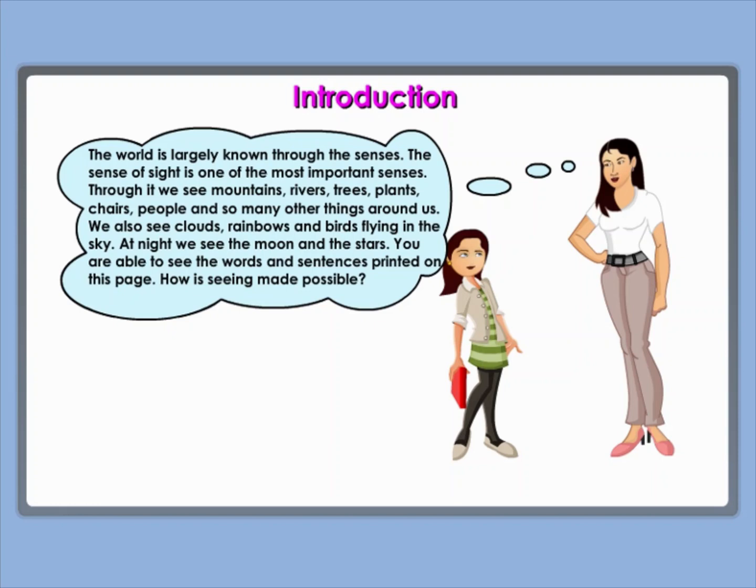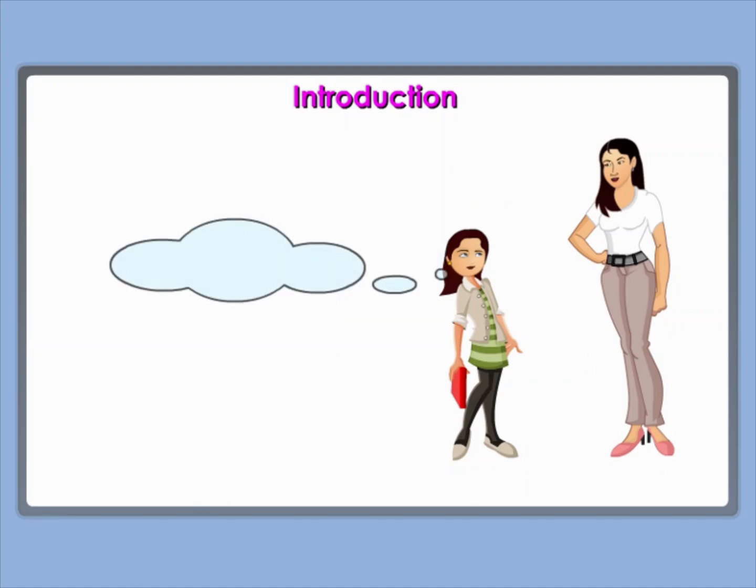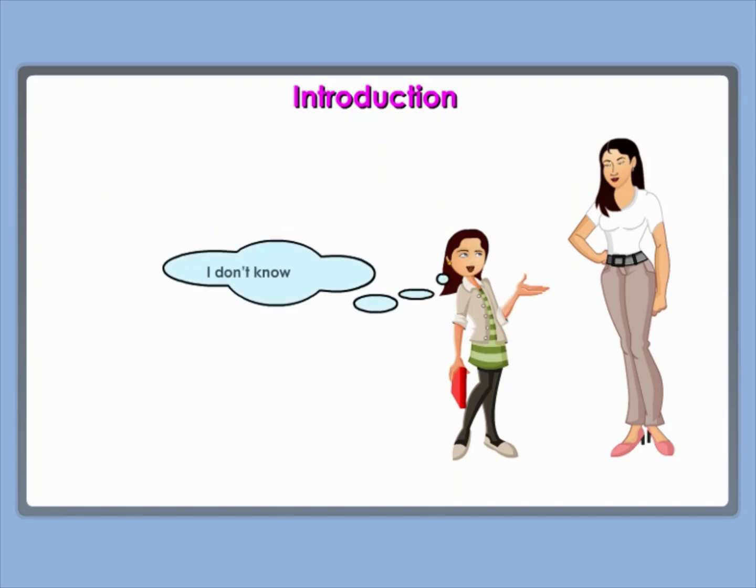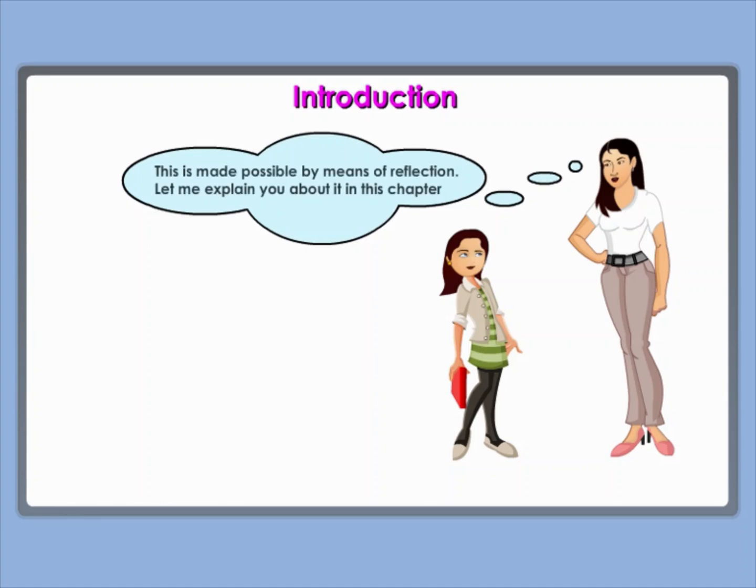How is seeing made possible? We can see through our eyes. Right. What about the phenomenon governing it? I don't know. This is made possible by means of reflection. Let me explain more about this in this chapter.